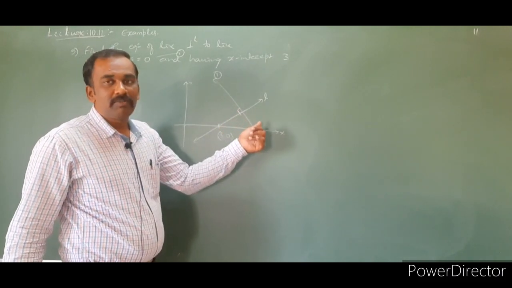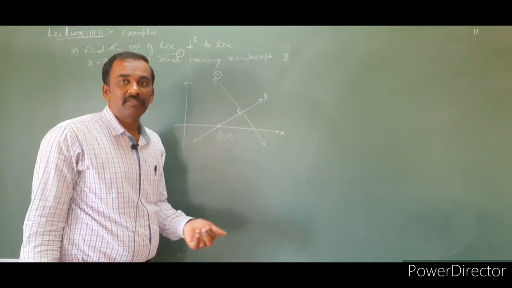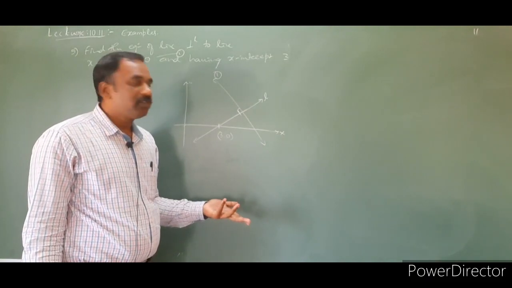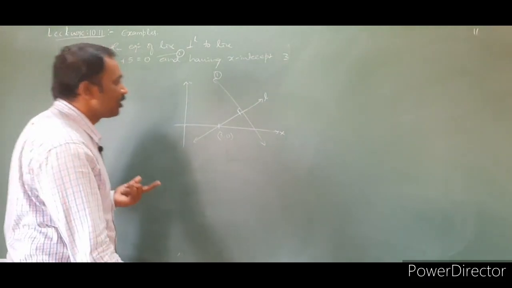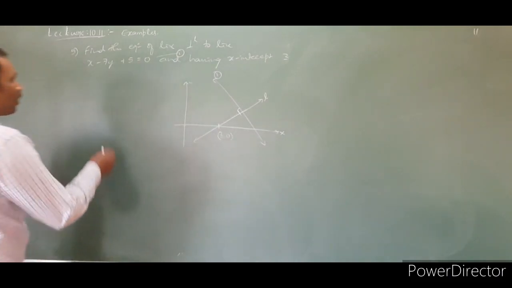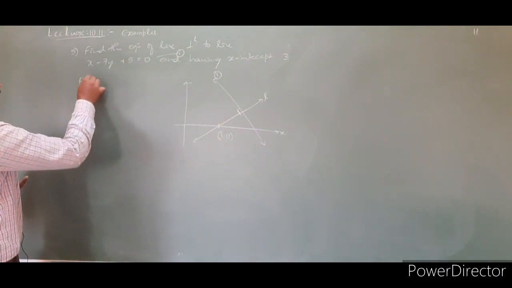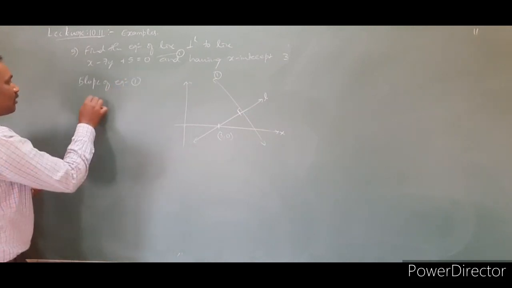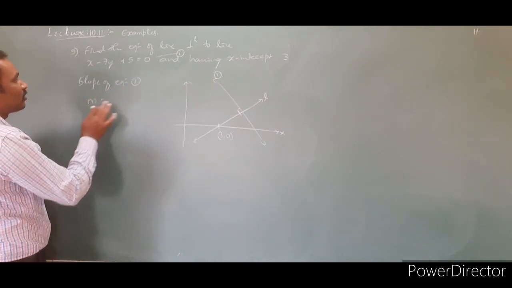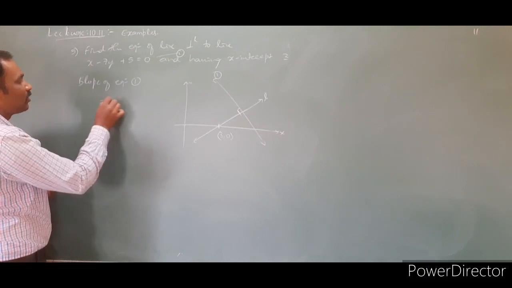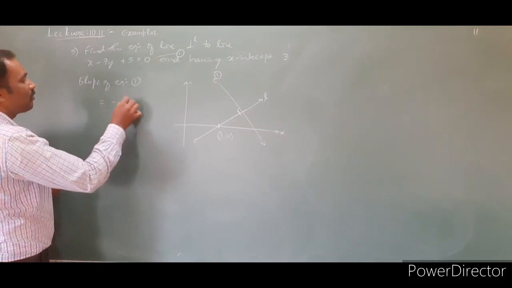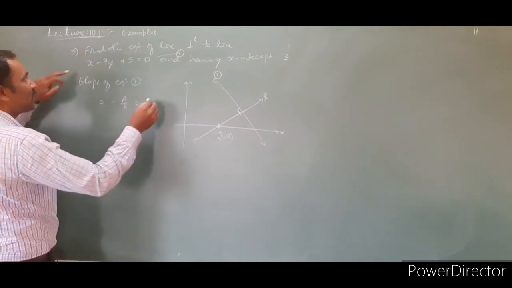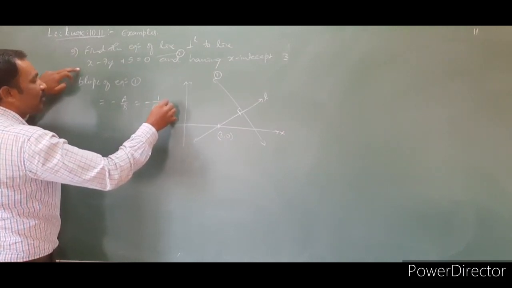The line is also perpendicular to the given line. Two lines are mutually perpendicular. Then what is the condition on their slopes? They are negative reciprocals of each other. Find the slope of equation number 1. The slope of equation number 1, m, is equal to minus a by b, where the a value is 1 and the b value is minus 7.